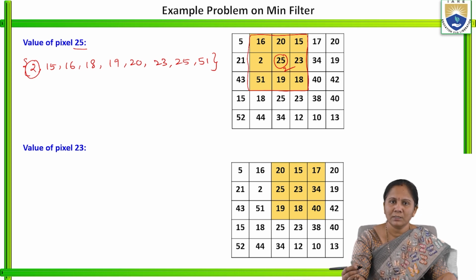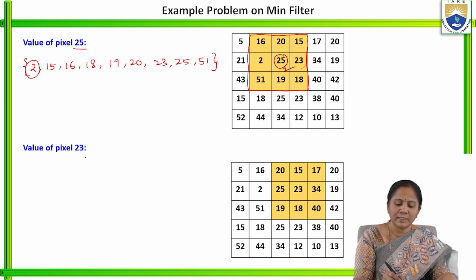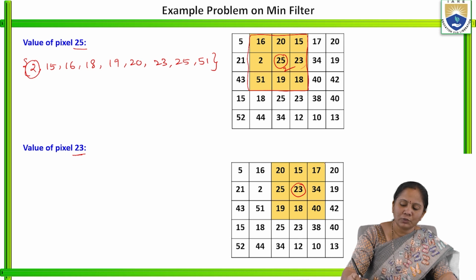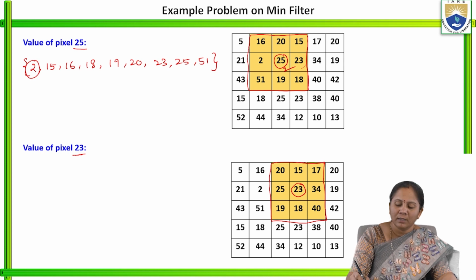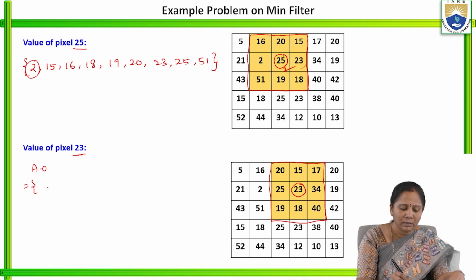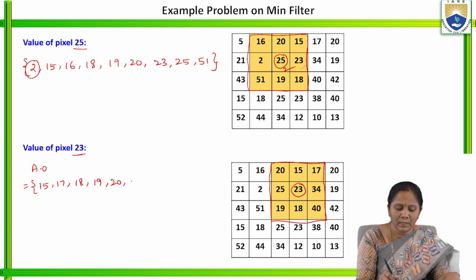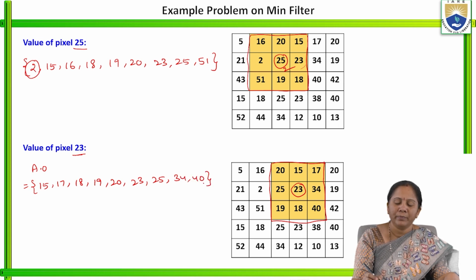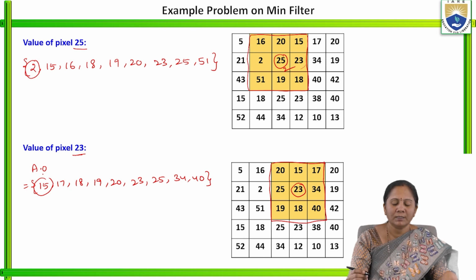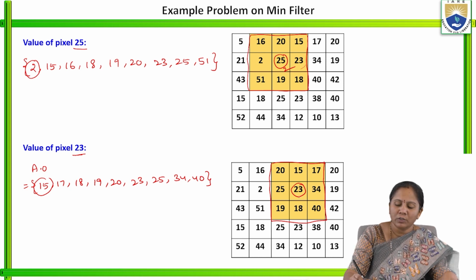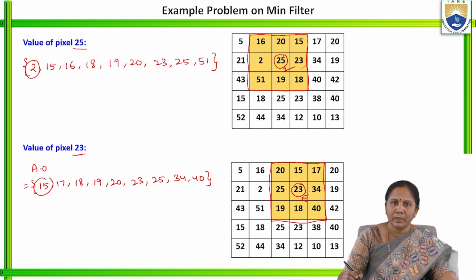Similarly, if we shift this mask to the right, 23 becomes the center pixel value which needs to be replaced. All these become the neighborhood pixels. Arranging all these neighborhood pixels in ascending order, we get 15, 17, 18, 19, 20, 23, 25, 34, 40. Among all these, 15 is the minimum pixel value. So this 23 will be replaced with 15.